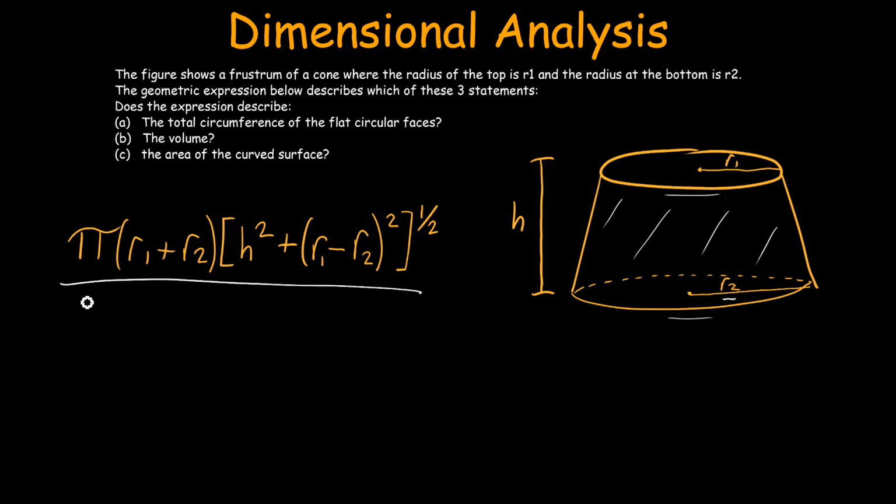Now, pi is a dimensionless identity, so we can ignore it. In the first expression here, we have two lengths. So r1 plus r2 is equal to a length. And we can see this because the sum of r1 and r2 will result in a length.